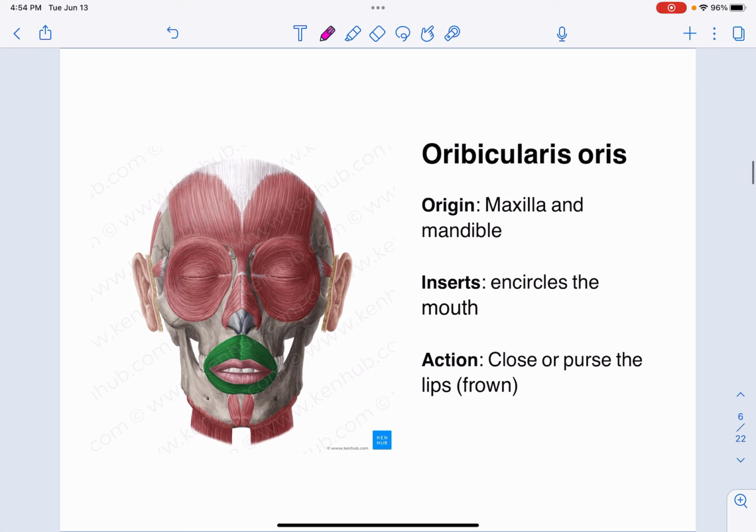All right, orbicularis oris. Again, oris means mouth, so if you know your anatomical terms, you should be able to identify these muscles, and the names of them may seem a little bit easier to remember. Orbicularis, orbic is like surrounding or going around. So the orbicularis oris encircles the mouth. It originates both at the maxilla and the mandible, and it encircles the mouth, and this allows us to close or purse the lips.